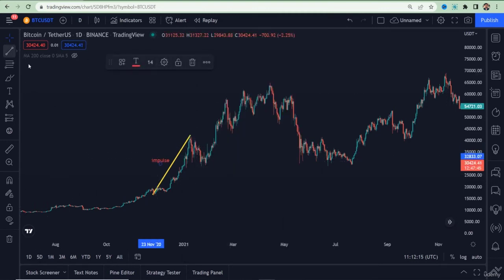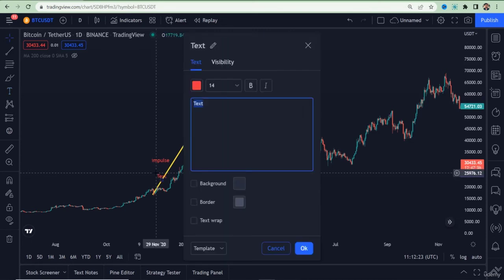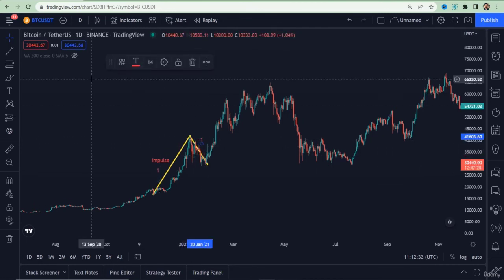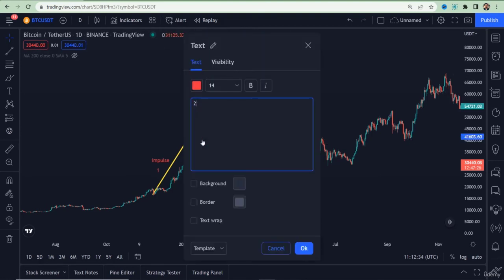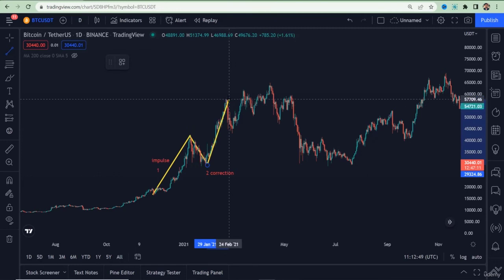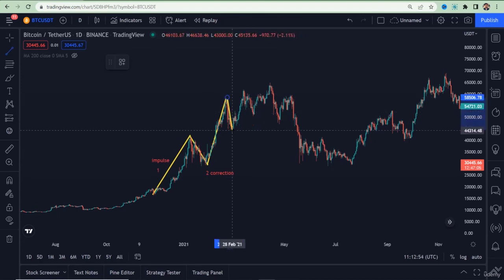Then this would be your corrective wave that we call number 2, and call it 1. It's always in 1 2 3 4 5 ABC. You can just exercise that. This is 2 corrective. Writing 2 correction. And we had another impulse wave, say till this place. And then correction back again.